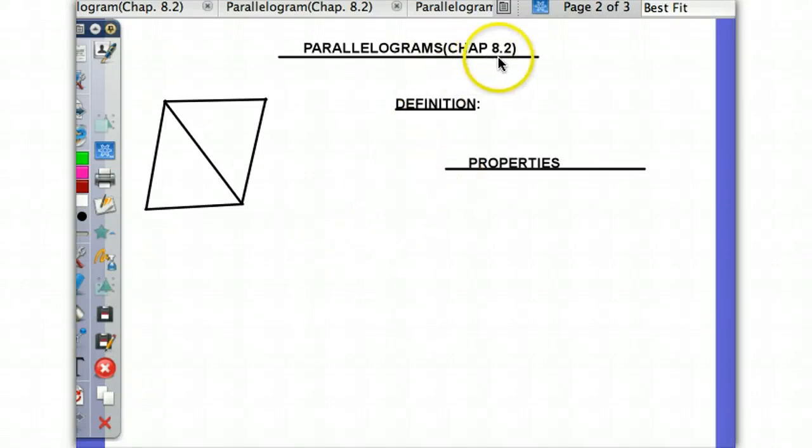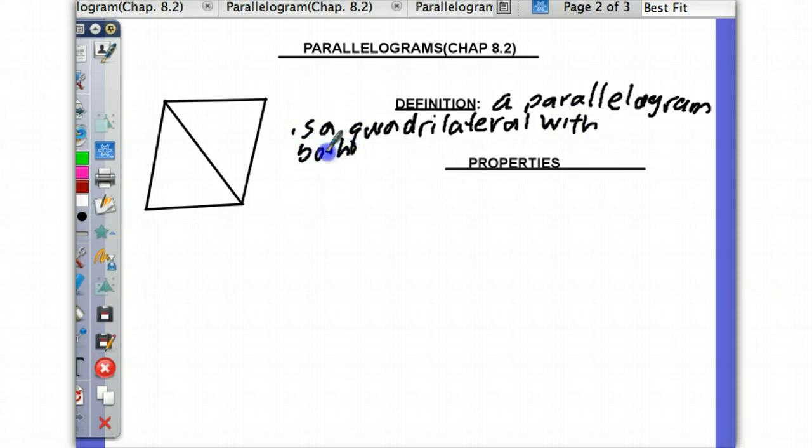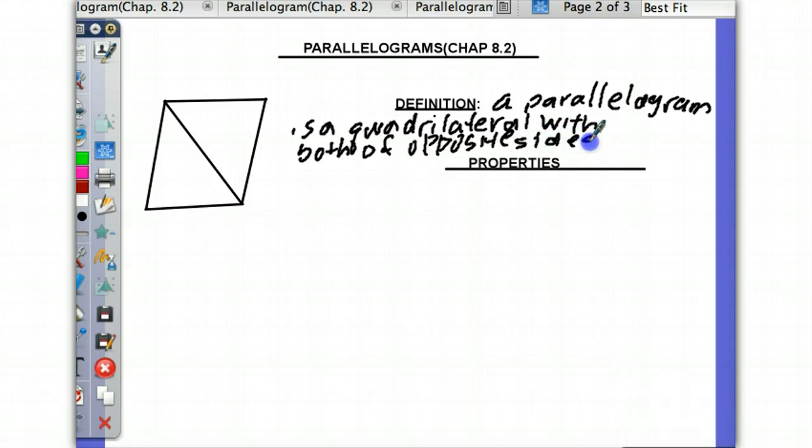Yeah, today would be parallelograms. We're going to look at the definition. The definition, as I mentioned: a parallelogram is a quadrilateral, a four-sided figure, and it has both pairs of opposite sides parallel.